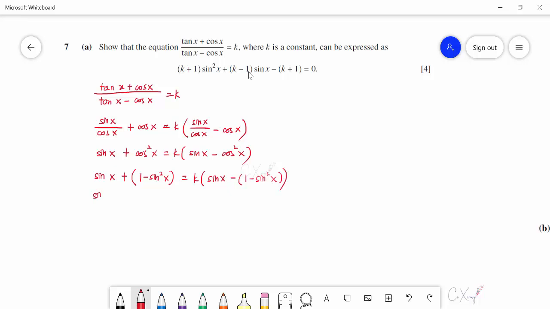From here I can slowly simplify everything. If I didn't make any careless mistake, then I will move everything to one side first, and factorize them.